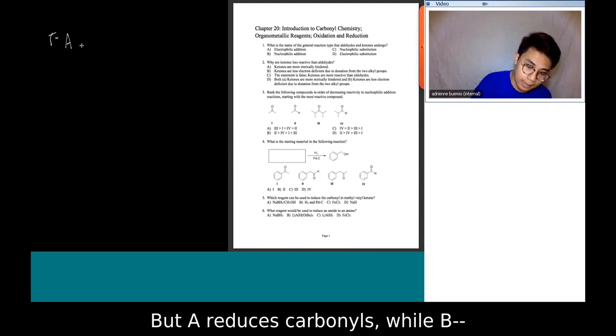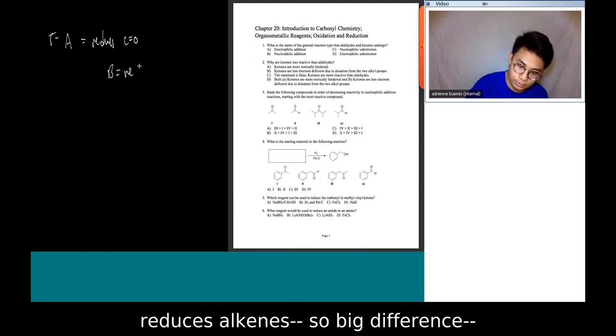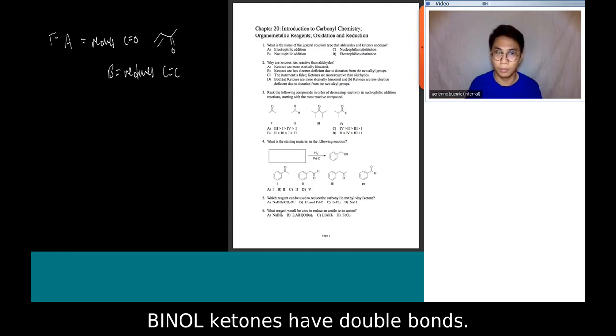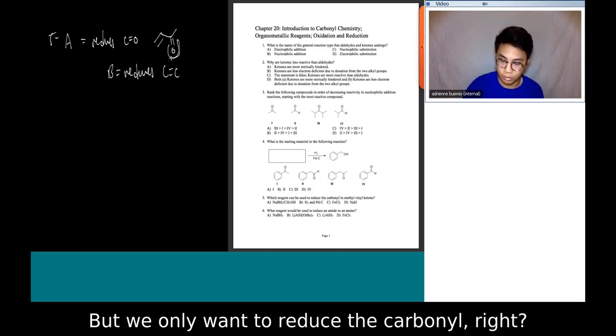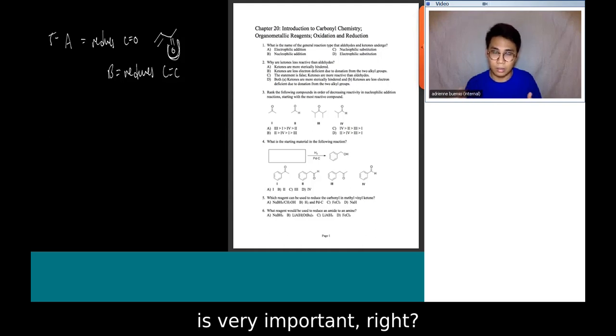But A reduces carbonyls while B, so B is not the right answer, reduces alkenes, right? So big difference. And vinyl ketones, right? Vinyl ketones have double bonds, but we only want to reduce the carbonyl, right? So that's why we chose A. So that distinction is very important, right?